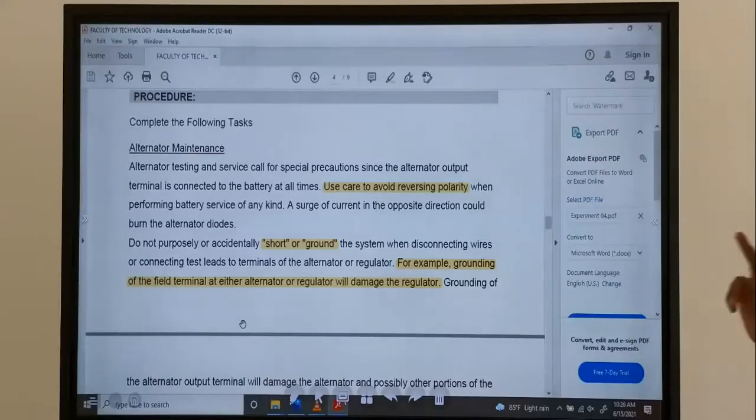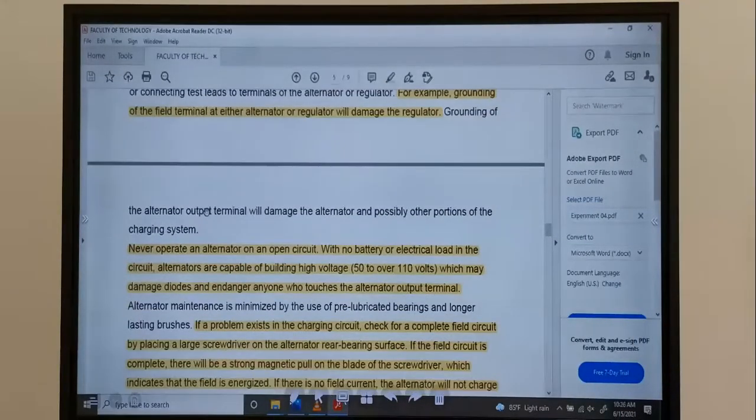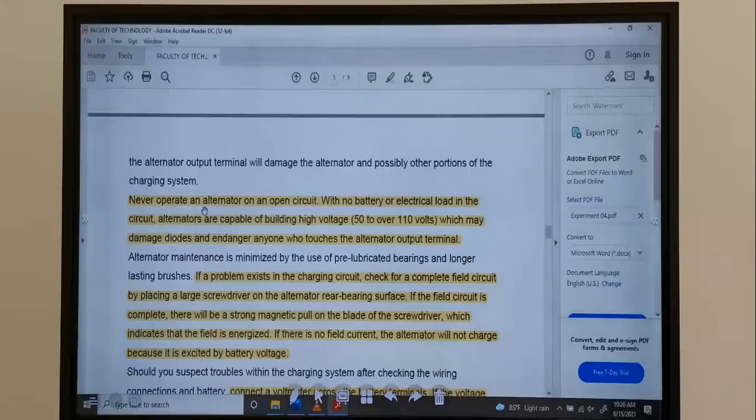So for the terminals, we have to follow the manufacturer's instructions. When we dismantle, engage or handle any alternator or any electrical circuit, we carefully follow the instructions. So never operate the alternator open.